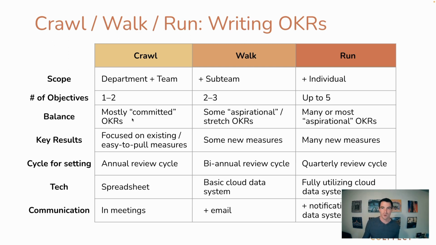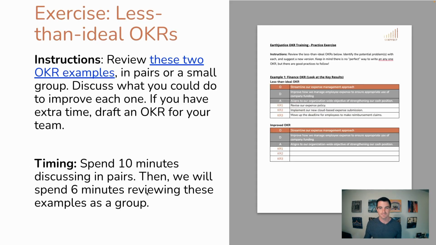Often you start with committed OKRs and then layer on aspirational OKRs. You might start with the easier-to-pull kinds of key results before you layer on key results that require net new data collection. Often you start with an annual review cycle and then you can layer on more frequent review cycles. You can start with just a spreadsheet before utilizing any kind of OKR tracking system that exists out there. And you can start with simple communication and meetings and layer on additional kinds of communication.